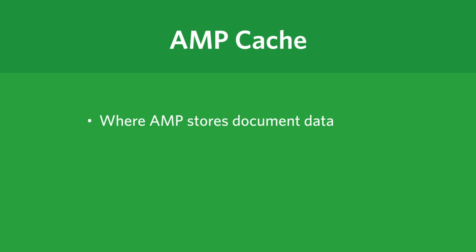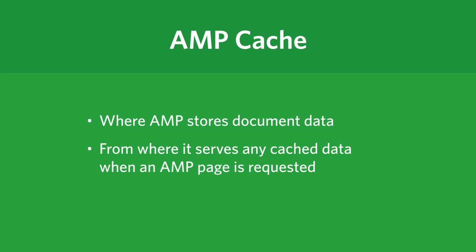The next one is AMP cache. AMP cache is where AMP stores your AMP document data and from where it serves that data when your page is requested. Google hosts an AMP cache that everyone is free to use at no cost. This cache can store copies of your AMP pages and deliver them to site visitors that request an AMP page that is stored in cache. This allows the page to be delivered as quickly as possible via Google CDN. The nice thing is that AMP handles all of this for you behind the scenes. You don't have to do anything except implement your HTML document using AMP.